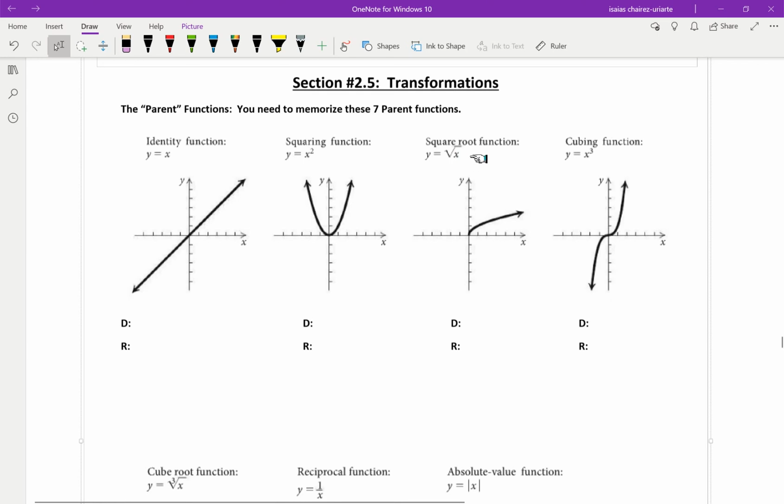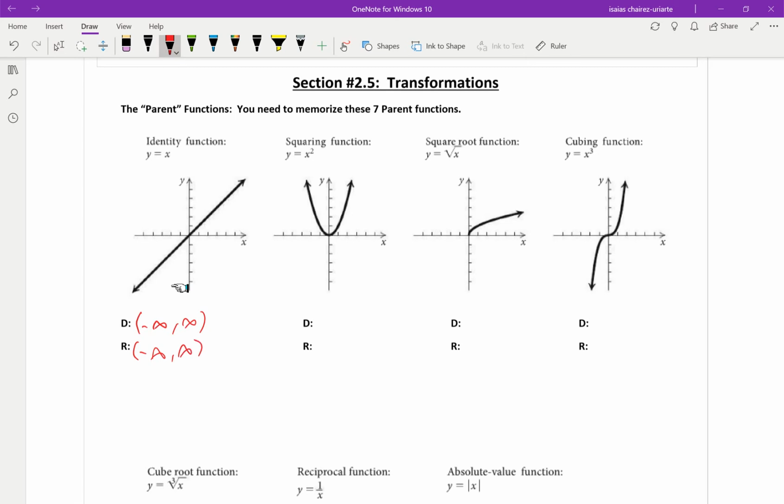The square root function, if you notice the square root function, it starts at 0 and goes towards positive infinity. And actually what we should be doing here also is stating the domain and the range for all of these things. So the domain for this one is definitely negative infinity to positive infinity. The range also negative infinity to positive infinity.